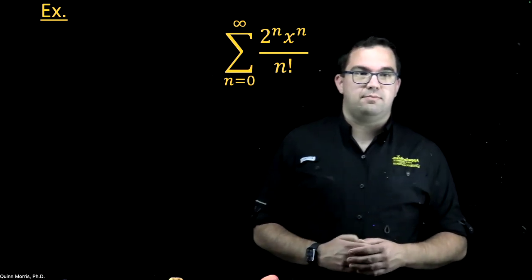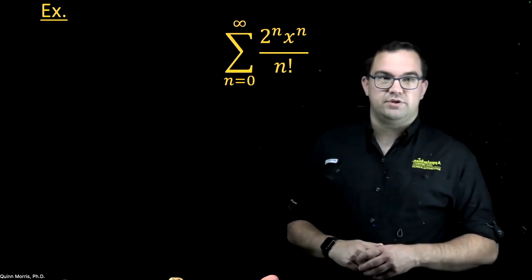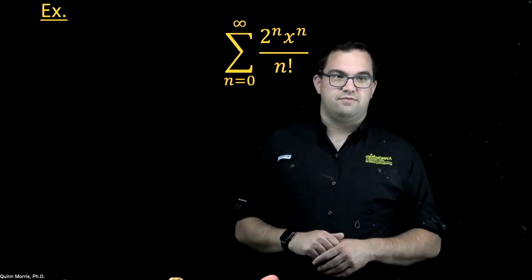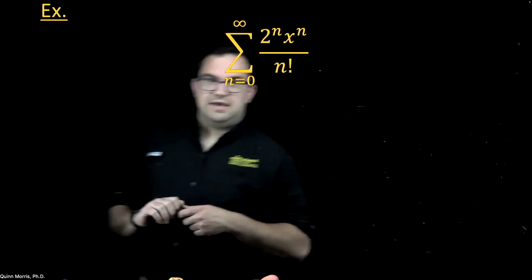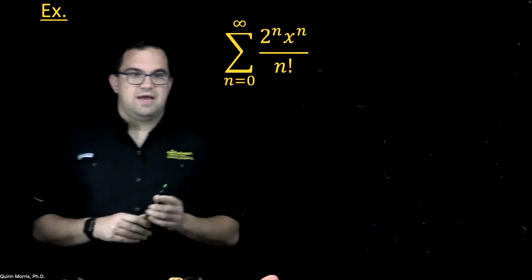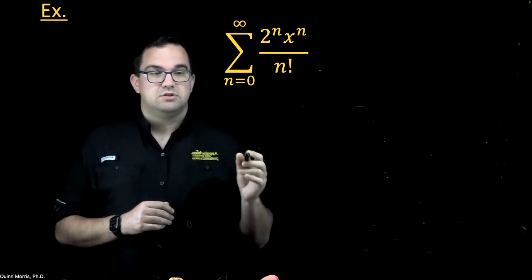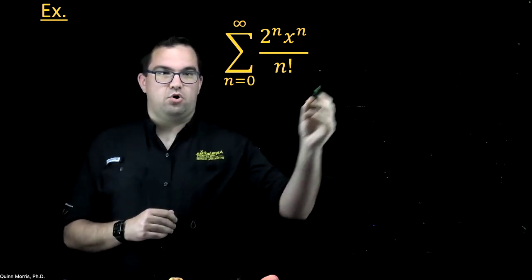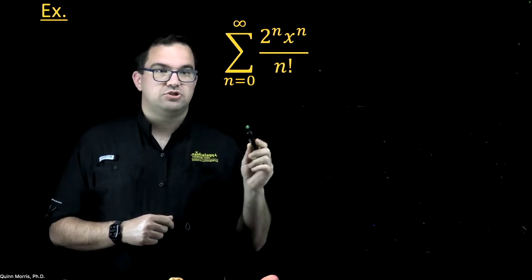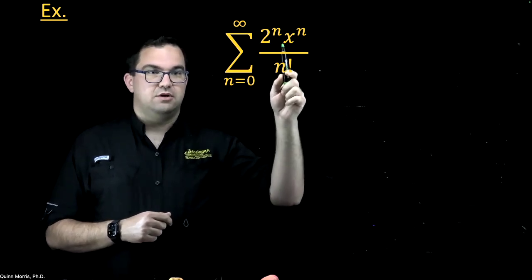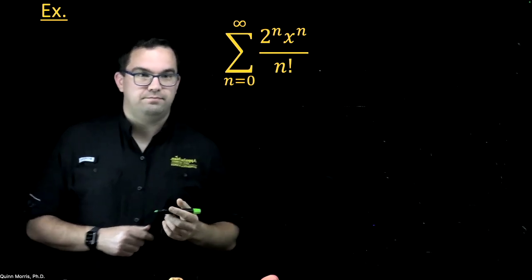Okay, so let's start by looking at the sum n equals 0 to infinity of 2 to the n times x to the n divided by n factorial. Now, the key for looking at these is going to be to examine the Cn's, right? In this case, this whole term is my a sub n, but I now just want the coefficient piece. So I really just want the 2 to the n divided by n factorial.